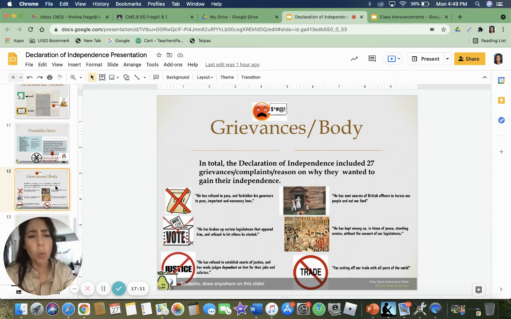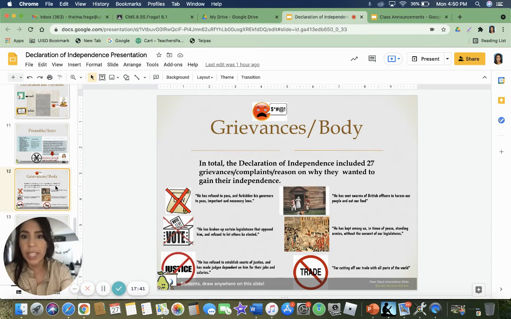He has sent swarms of British officers to harass our people and eat our food. We talked about this during the causes of the revolution, that the Quartering Act was passed by England, in which we had to quarter soldiers in our homes. So swarms of British officers were forced to live in our homes, eat our food. We had to provide for them. The next one, he has kept among us in times of peace standing armies without the consent of legislators.